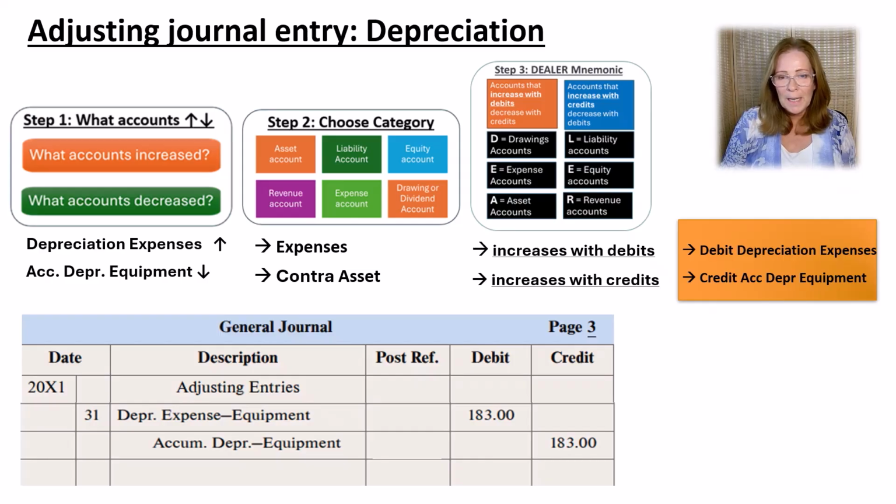Record that entry in the general journal. We write the date into the date column, depreciation expense equipment into the description column, and the amount of $183 into the debit column. On the next line, we slightly indent and write accumulated depreciation equipment into the description column and $183 into the credit column.